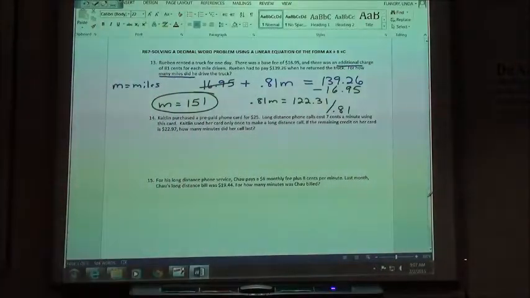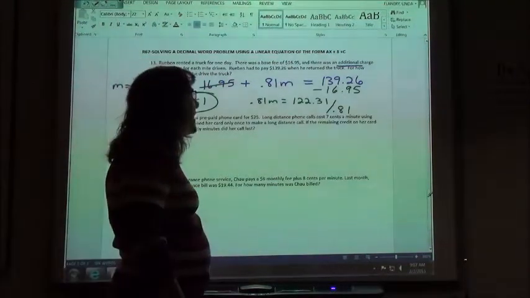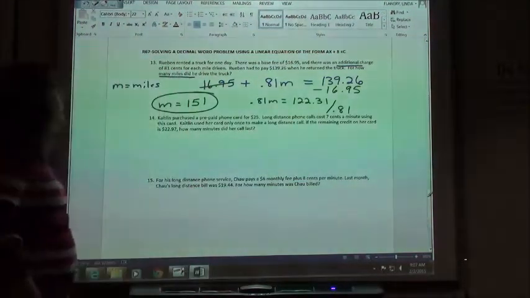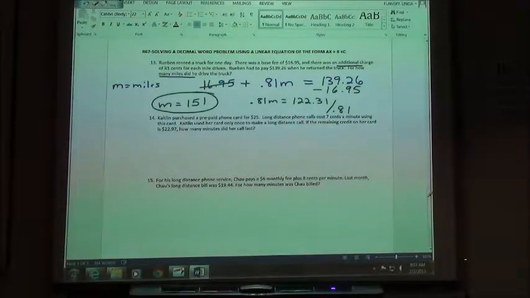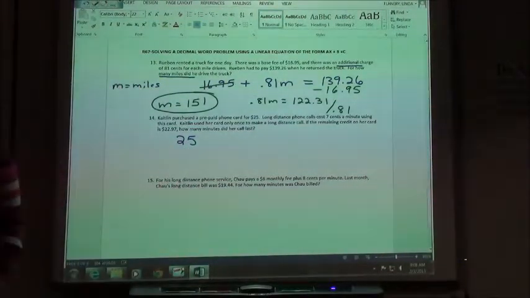Number 14 says, Caitlin purchased a prepaid phone card for $25. Long distance phone calls cost 7 cents a minute using this card. Caitlin used her card only once to make long distance calls. If the remaining credit on her card was $22.97, how many minutes did her call last? So she started out with her phone card, and on her phone card she had how much money? $25. She is going to use her phone card, so what's going to happen with the money on her phone card?